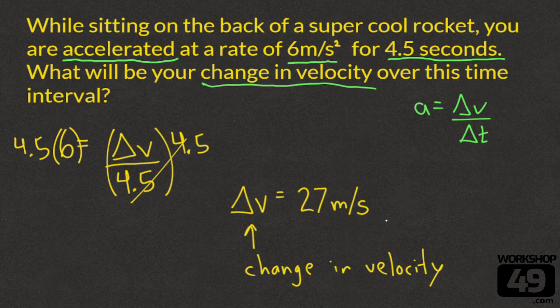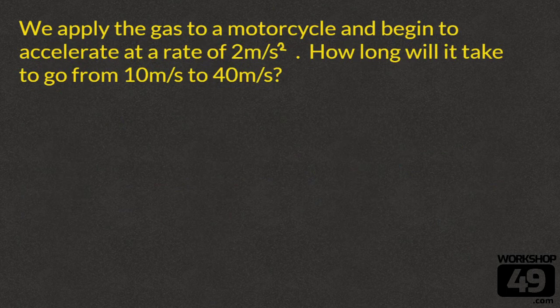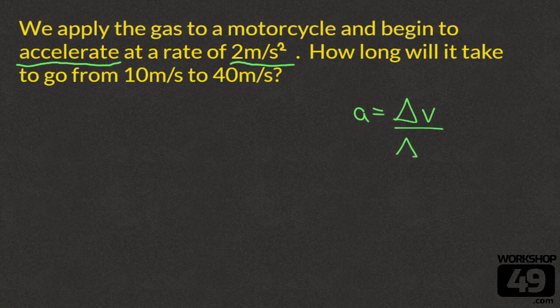We're going to go ahead and do one more example. Moving up, and we're now doing example number 3. We apply the gas to a motorcycle and begin to accelerate at a rate of 2 meters per second squared. Again, we see that key word, accelerate. You see those units, meters per second squared. Those should all be huge flags that you will be using the equation A equals delta V over delta T.